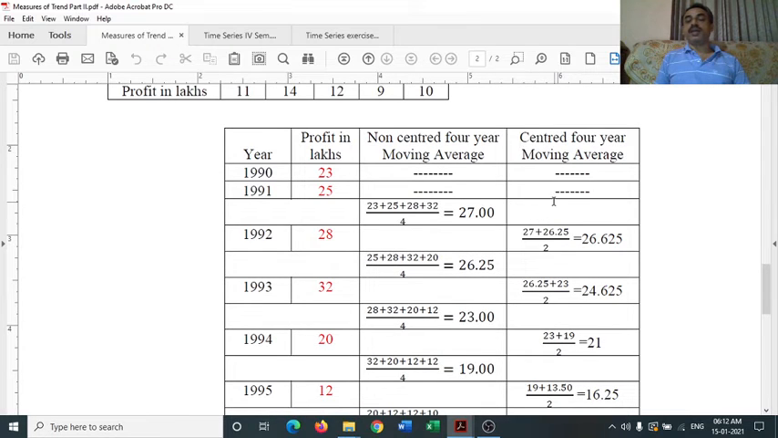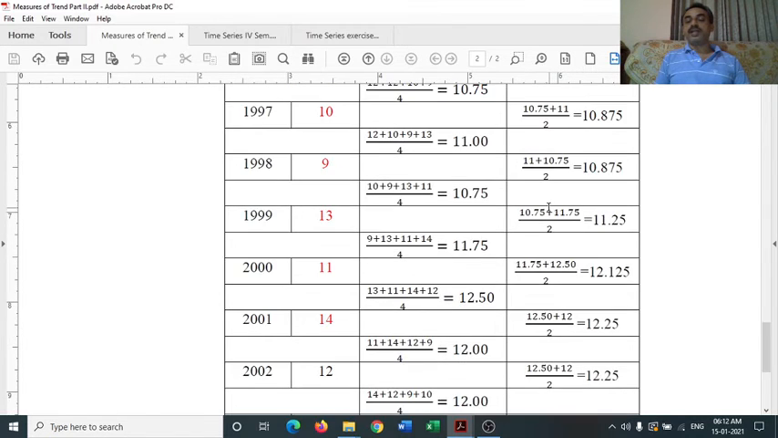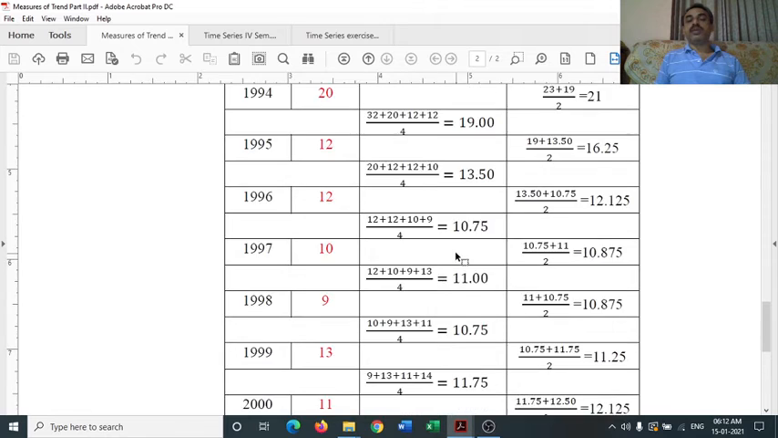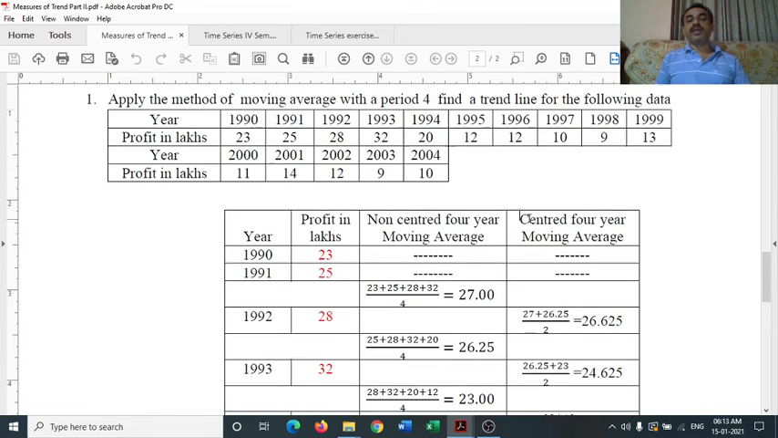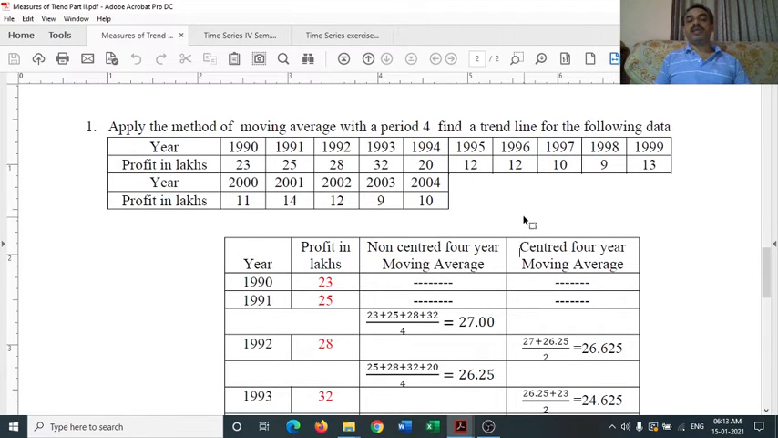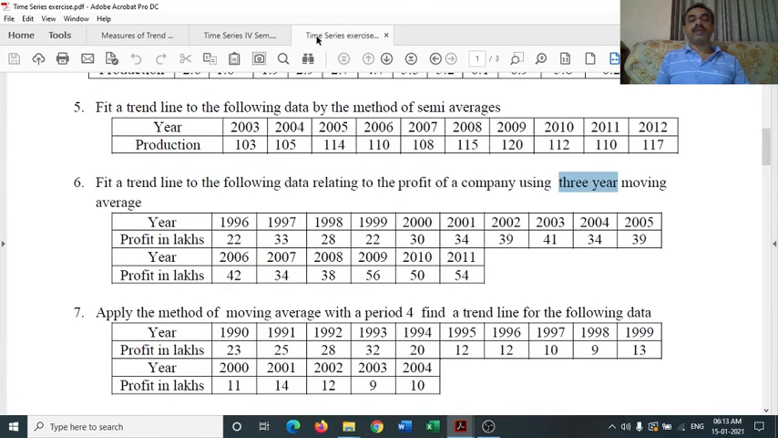Here also we note that there will be no moving average or no trend value for the first 2 years and the last 2 years, since the periodicity of the moving average is 4 years. That's how we get the trend values when the periodicity is an even number. So these are the two cases for finding trend values using method of moving average.